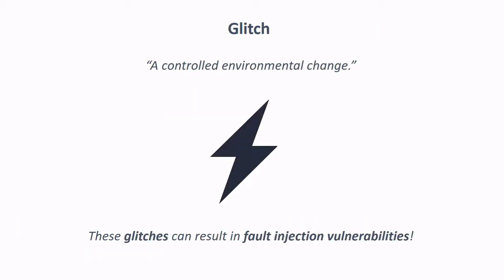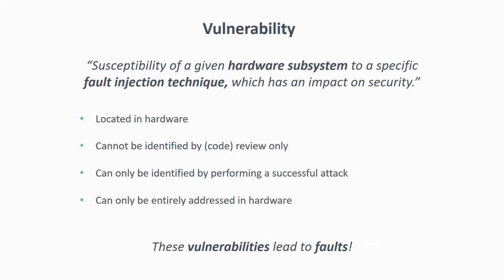So we will introduce a few terms to get you up to speed. Whenever we're talking about glitches, we're talking about the environmental change. This can be a laser pulse or a voltage glitch. And these glitches can trigger the vulnerabilities embedded in the chips we are talking about. And the vulnerability here is a little bit different than a software vulnerability. It's really the sensitiveness or the susceptibility of a given hardware subsystem to a particular fault injection technique.